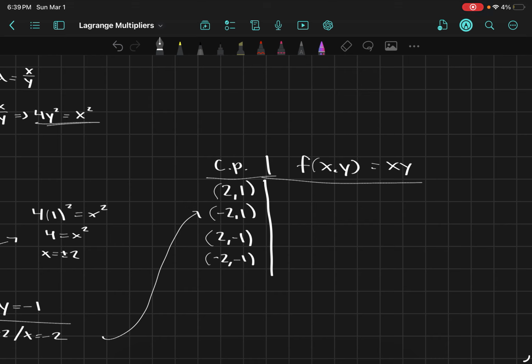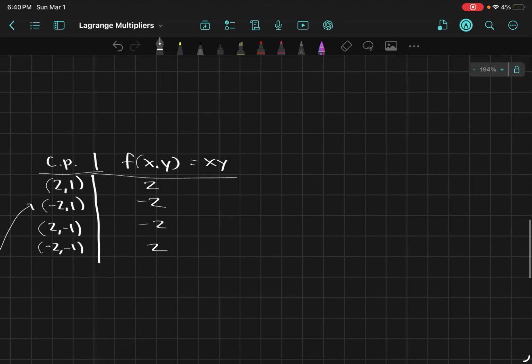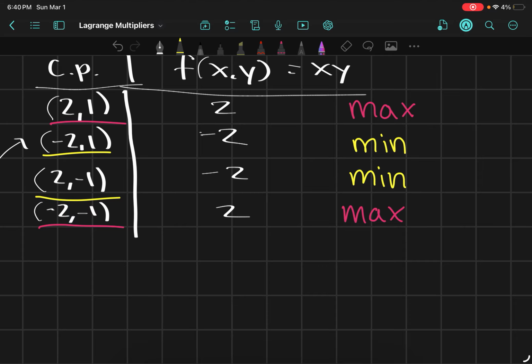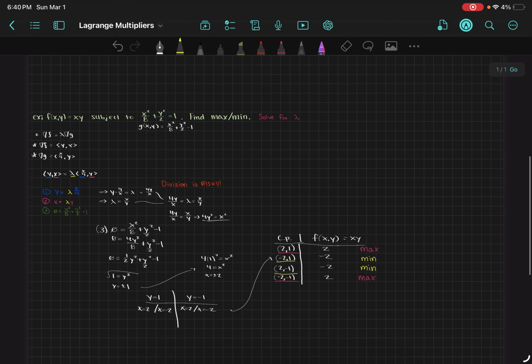Just plugging in our critical points, we have 2 times 1, that's going to equal 2. Negative 2 times 1 is negative 2. 2 times negative 1 is negative 2. Negative 2 times negative 1 is 2. Therefore, we have maximums, I suppose, at (2, 1) and (negative 2, negative 1), and we have minimums at (negative 2, 1) and (2, negative 1). That is how we find our maximums and minimums, solving for lambda within these Lagrange multipliers.